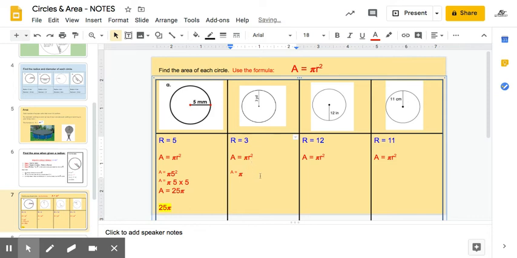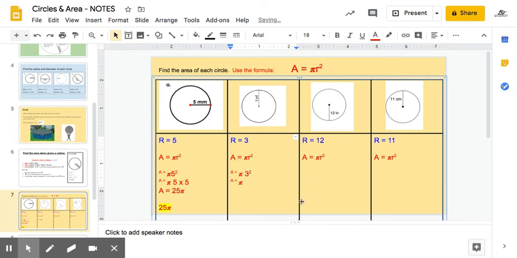Okay, and instead of writing the variable r, I'm going to plug in the radius, which is 3, and I have to square that. So got to be careful here, guys. Again, when you square a number, that means you're taking that number and multiplying it by itself. You are not multiplying it by 2. So I'm bringing down the A, I'm bringing down the equal sign. I'm bringing down the pi.